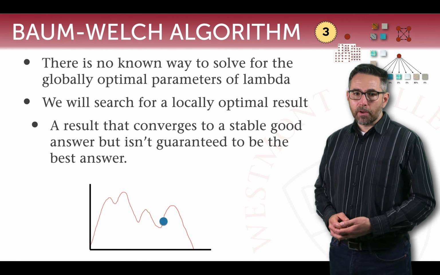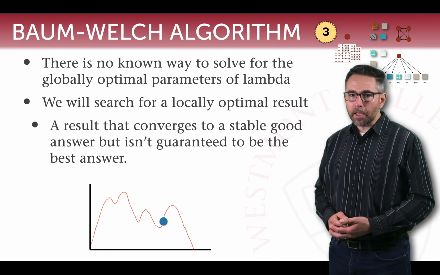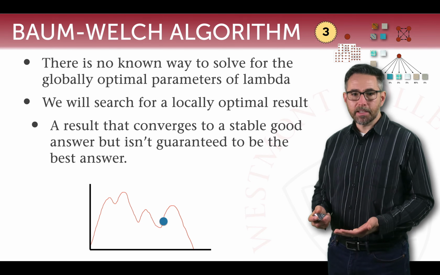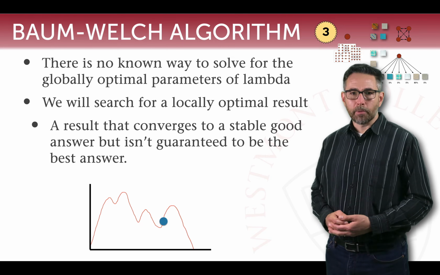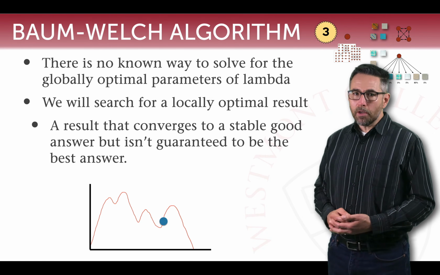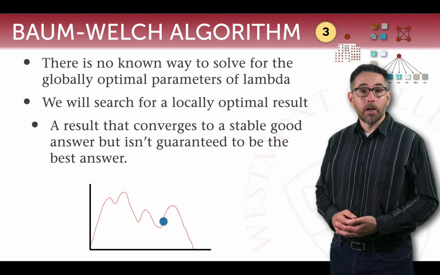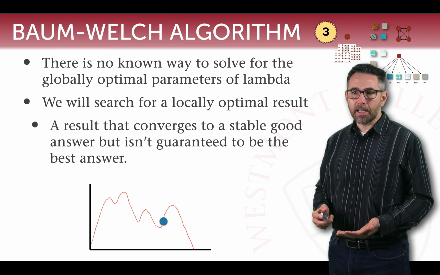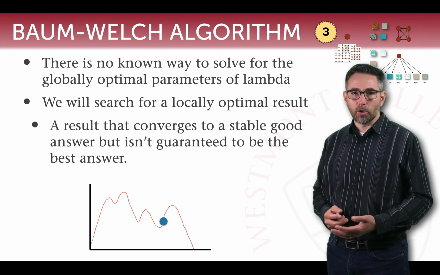The Baum-Welch algorithm solves for a local optimum. There's no known way to solve for the globally optimal parameters of lambda. The best that we know how to do is to search for a local optimal result. We do know that the Baum-Welch algorithm is going to converge to a stable good answer, but it isn't guaranteed to be the best answer. This is a common problem with algorithms that find a local optimum.